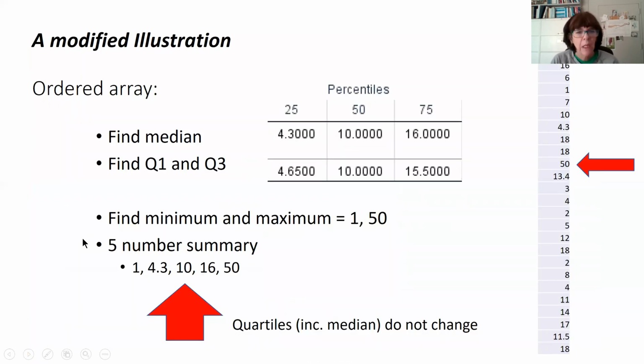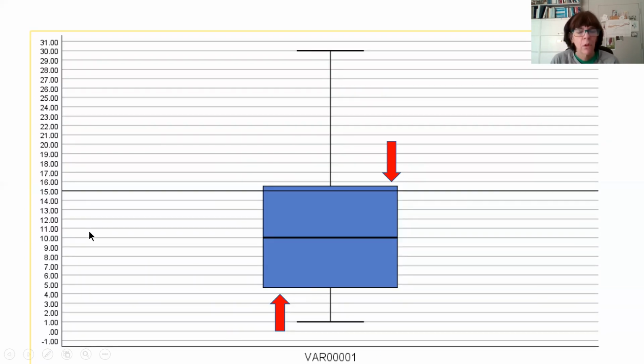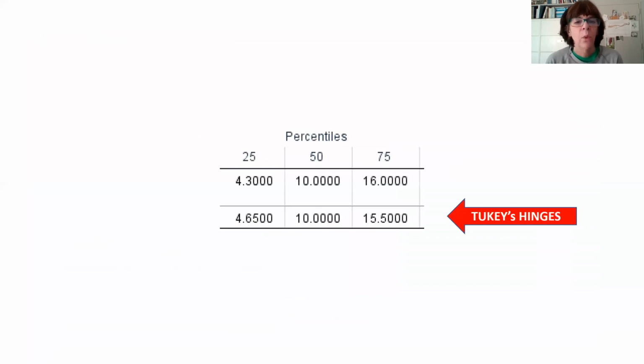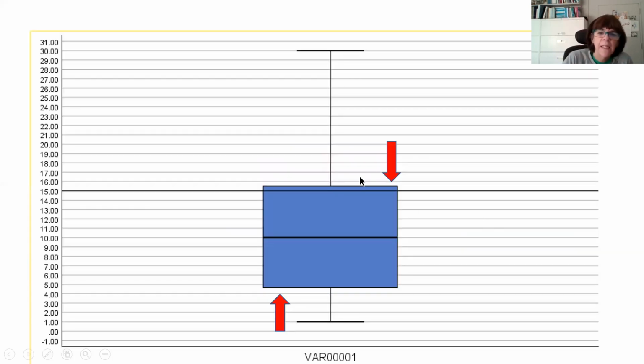And if we go back, we will see that the regular percentiles were 4.3 and 16. Tukey's hinges were 4.65 and 15.5. And I've provided some extra detail, which you can do in SPSS by getting a grid that includes every single interval of a whole number.